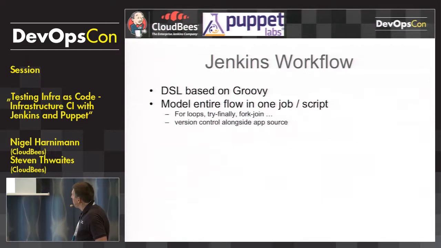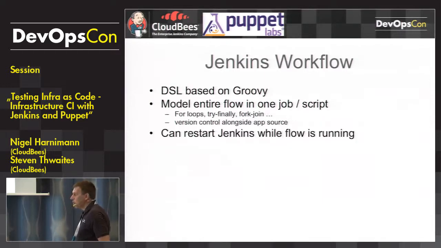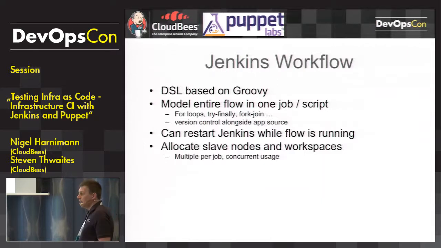The workflow is a DSL based on Groovy. You can model everything in one job. People have been used to doing job chaining to do pipelines. You don't need to do that anymore. You can restart Jenkins while it's running. If it's running on a slave and you restart the master, it will reconnect and carry on. You can also allocate many slave nodes.